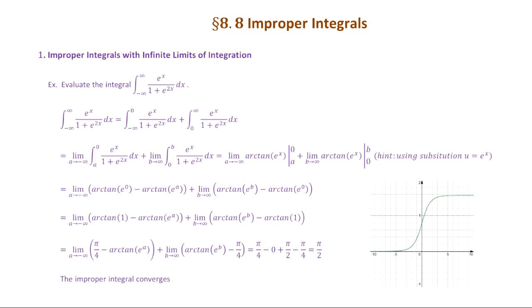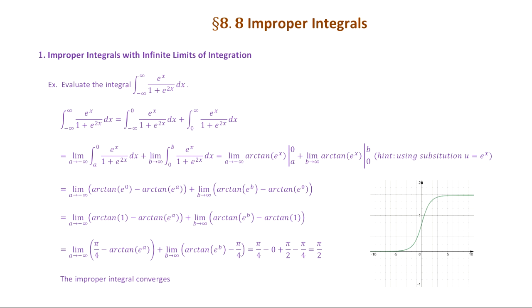As we said before, we need to cut this integral, or the area under the curve of this function, into two parts. Namely, we need to integrate the function e to the x over 1 plus e to the 2x from negative infinity to a number c. That number c can be any number. So here, choose 0.